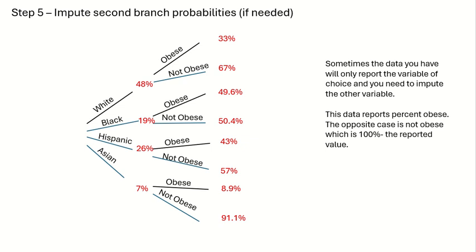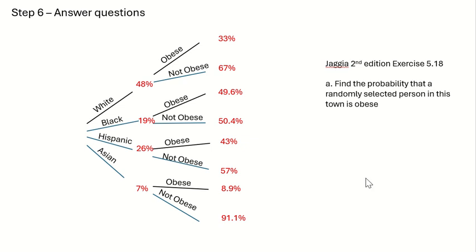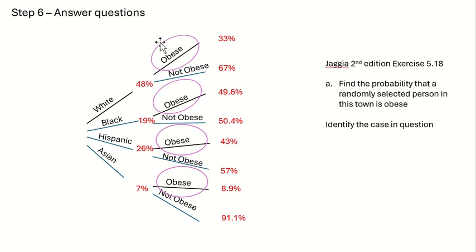Now, once we get to this point, we can start looking at and talking about any questions associated with this data. So, for one question that's on 5.18, find the probability that a randomly selected person in this town is obese. Well, we know that there are white people who are obese, black people who are obese, Hispanic that are obese, and Asian that are obese. Let's go ahead and look specifically at this. We're looking at this branch. I think you see the point.